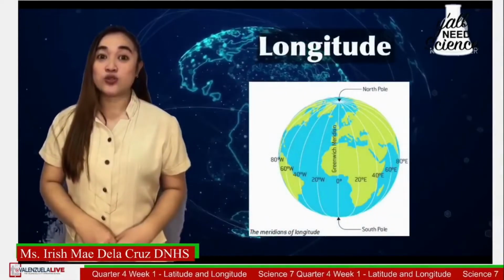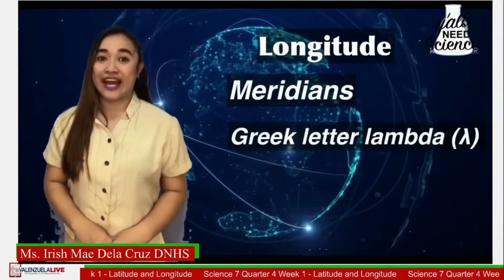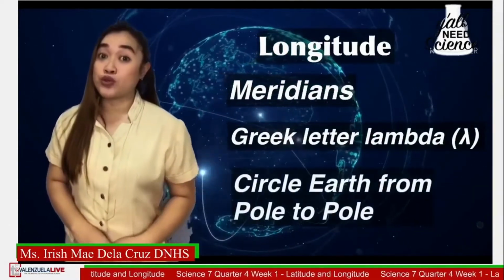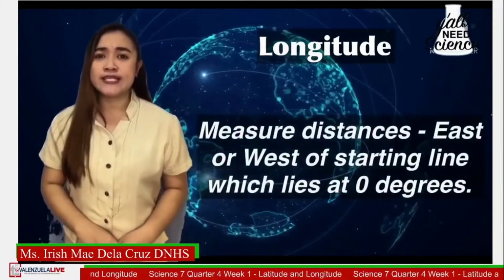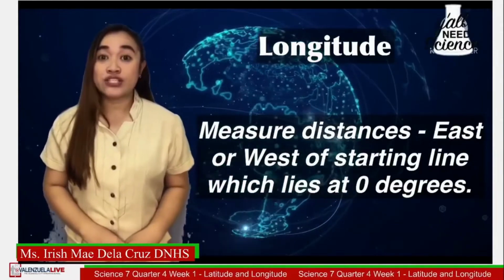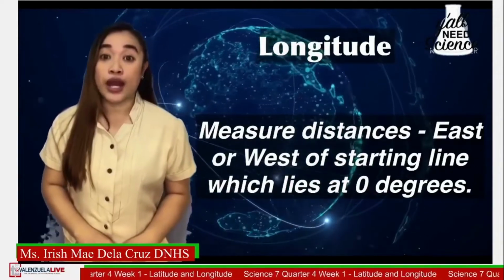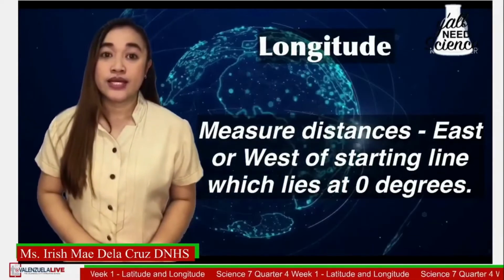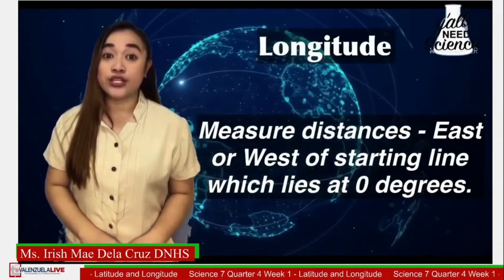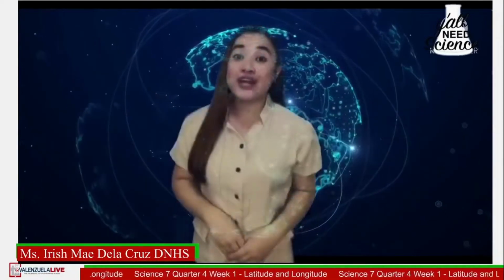Longitude. It is also called as meridians. It is represented by the Greek letter lambda. It circles Earth from pole to pole. It measures distances from east or west of starting line, which lies at 0 degrees and is called as the prime meridian. Prime meridian is the line of longitude that runs through Greenwich, England. For us to deeply understand this latitude and longitude, let's compare the two.